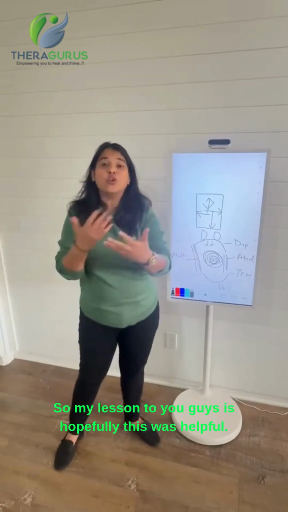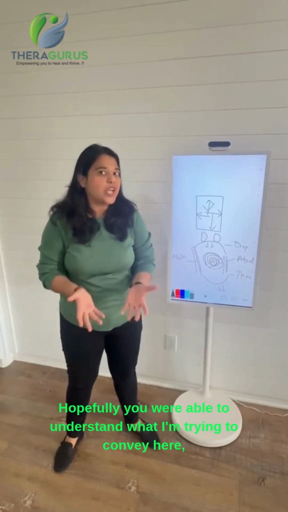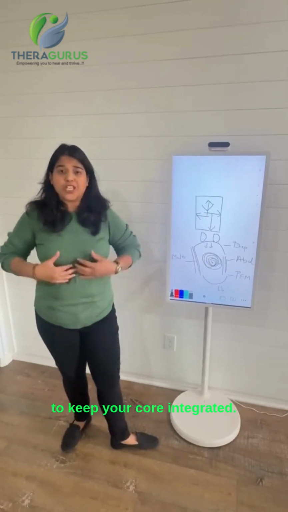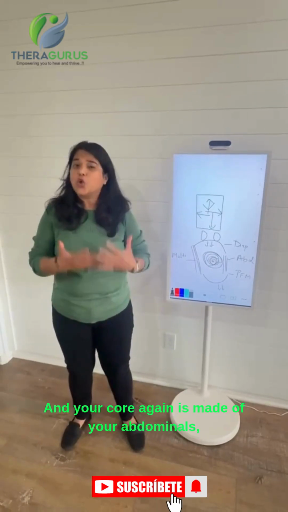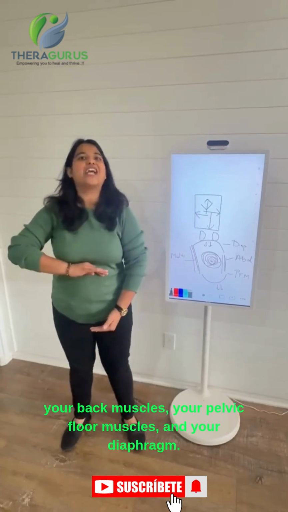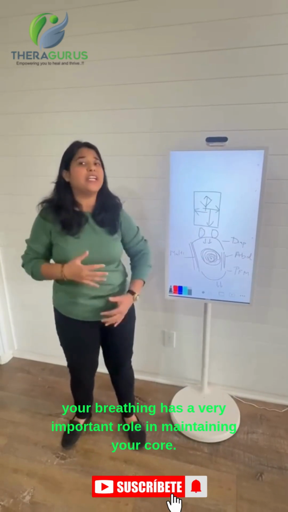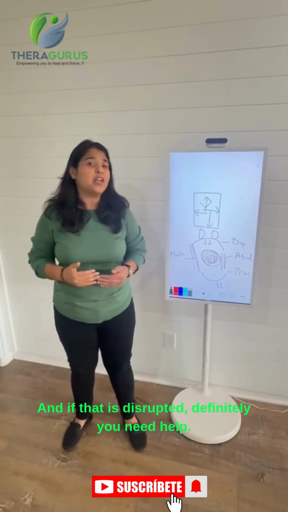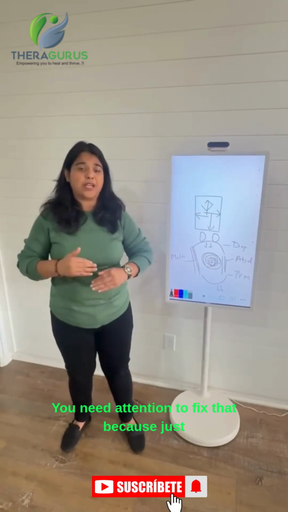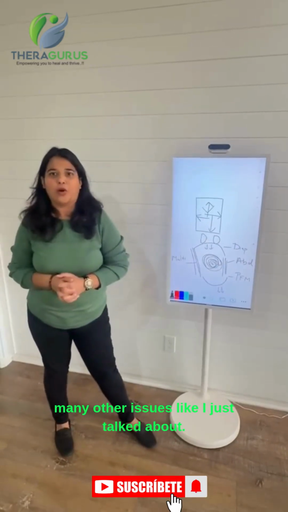So my lesson to you guys is, hopefully this was helpful, that breathing is a very important component to keep your core integrated. And your core is made of your abdominals, your back muscles, your pelvic floor muscles, and your diaphragm. So breathing has a very important role in maintaining your core. And if that is disrupted, definitely you need help and attention to fix that, because just that one thing is going to lead to so many other issues like I just talked about.